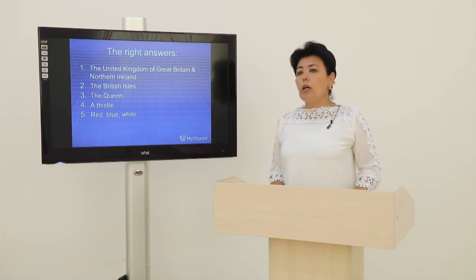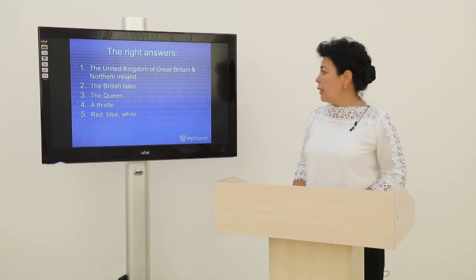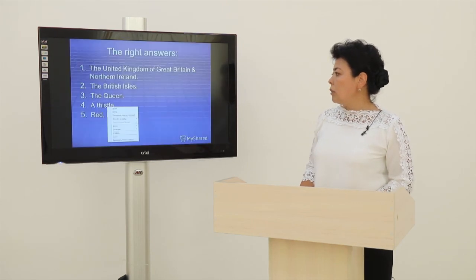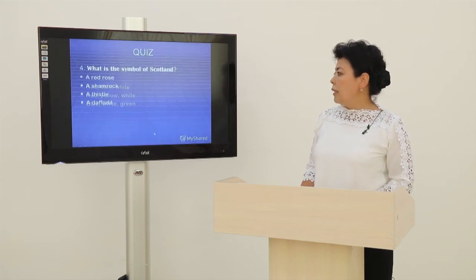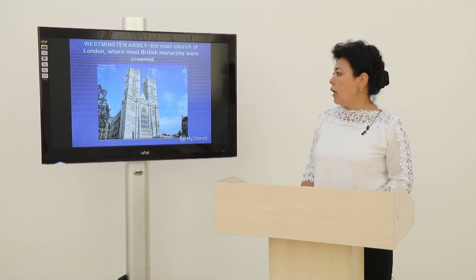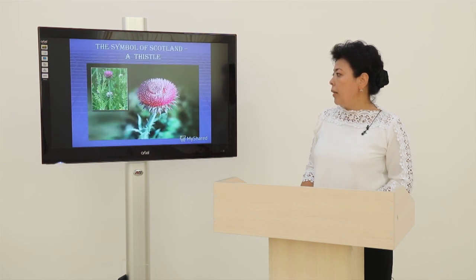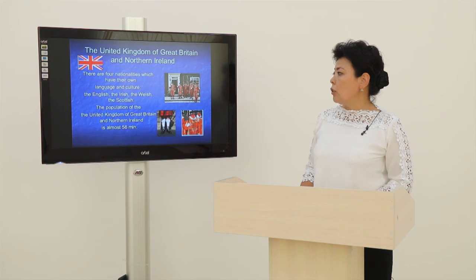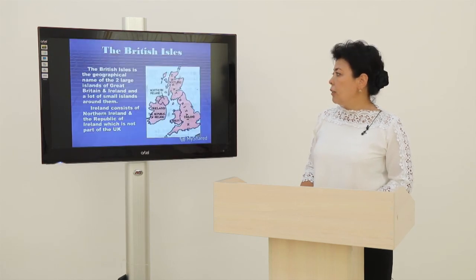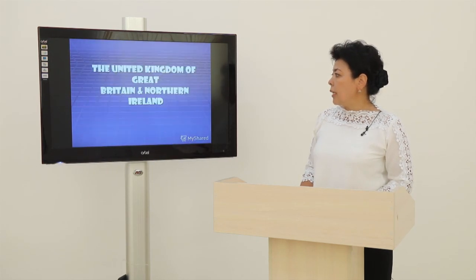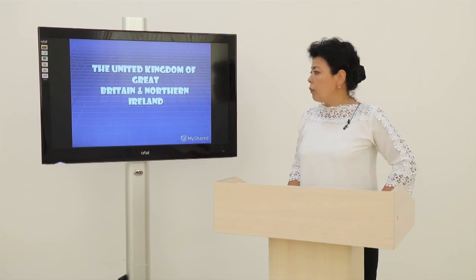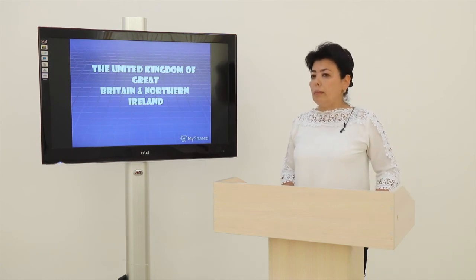And when we talk about the United Kingdom of Great Britain and Northern Ireland, we can also say how many parts it consists of. Great Britain consists of 3 parts. The United Kingdom of Great Britain and Northern Ireland consists of 4 parts.